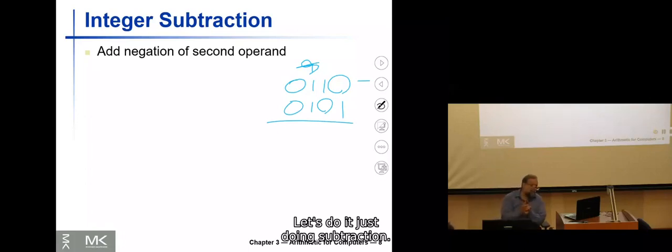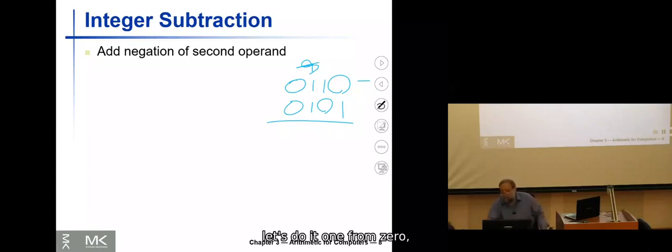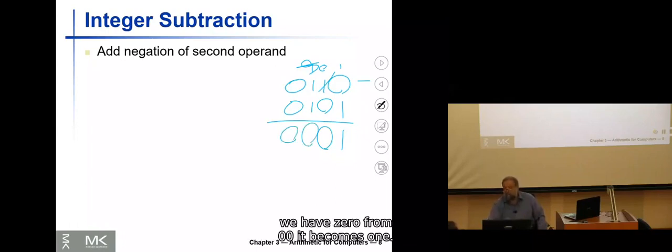By just doing subtraction, you could do that, but we don't do that in hardware. We use addition. But if we want to do it, yes, let's do it. 1 from 0 doesn't work, so we have to borrow 1 from here. So this becomes 0, and this becomes 10. 1 from 10 is 1. Now we have 0 from 0 is 0. We have 1 from 1 is 0. We have 0 from 0 is 0. So it becomes 0001. Yeah, so 6 minus 5, we did it.